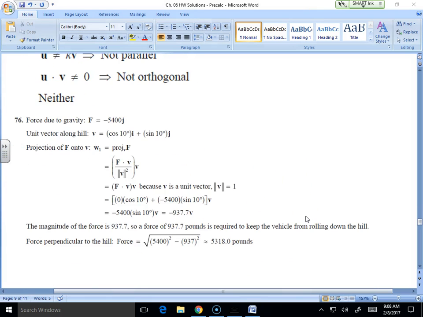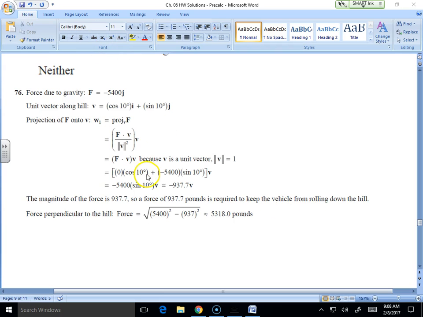Number 76, for those of you that did the assignment you wrote down yesterday, this is what some of the kiddos are going to do tonight. Force due to gravity. They told you negative 5,400 and it was an up-down force. It was pulling down. The unit vector along the hill, you would have used a magnitude of 1 with cosine, a magnitude of 1 with sine.